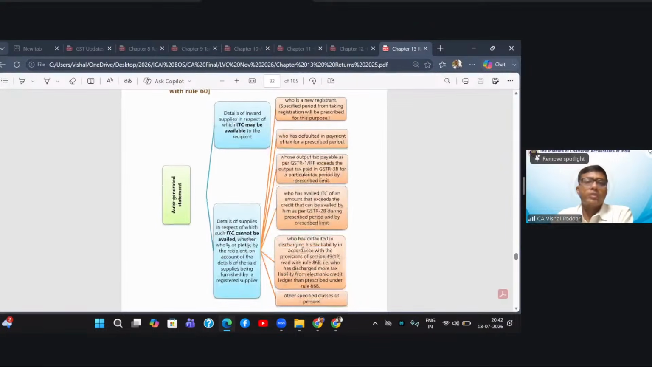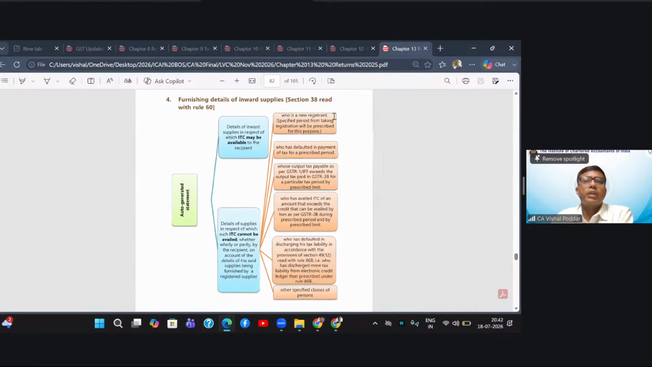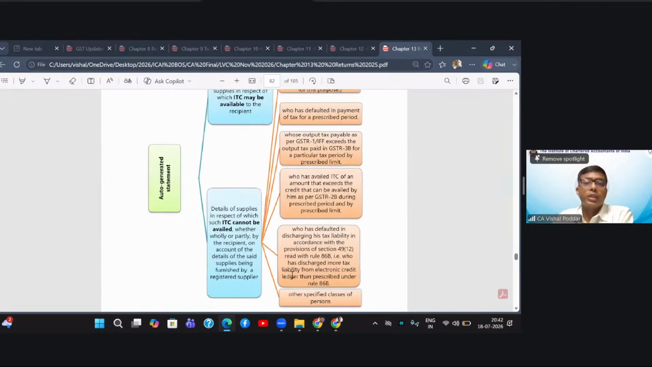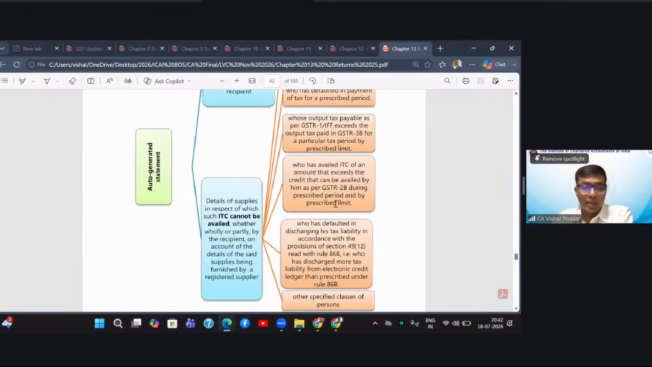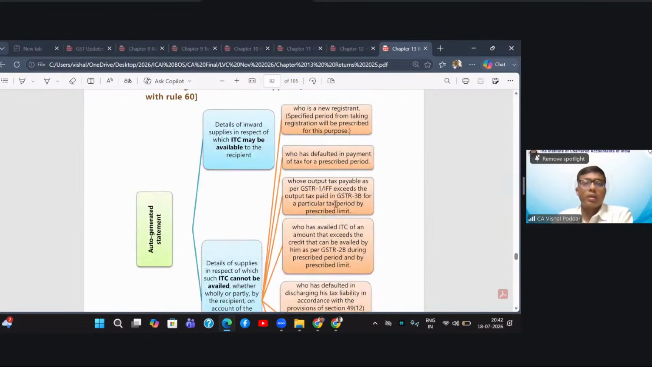Now, for what reasons I cannot avail ITC, that is given in section 38 subsection 2. But let me tell you, all these have not yet been notified, so they have not yet been implemented. But the law has made the amendment in section 38. So all these pointers are there, but today they have not yet been notified.